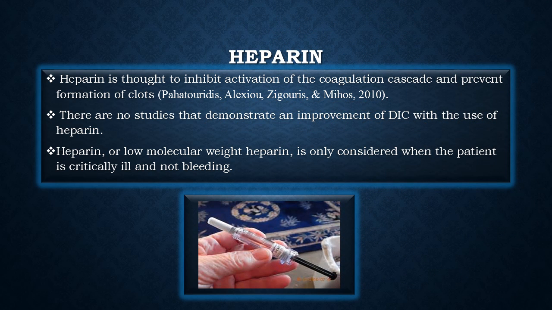Heparin is thought to inhibit activation of the anticoagulation cascade and prevent formation of clots. There are no studies that demonstrate an improvement of DIC with the use of heparin. Heparin, or low molecular weight heparin, is only considered when patients are critically ill and not bleeding.